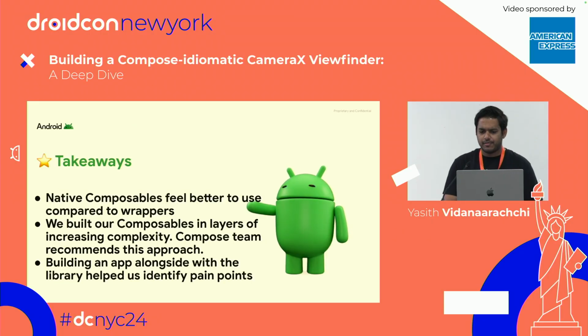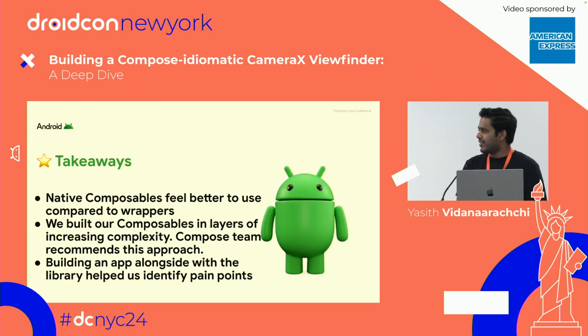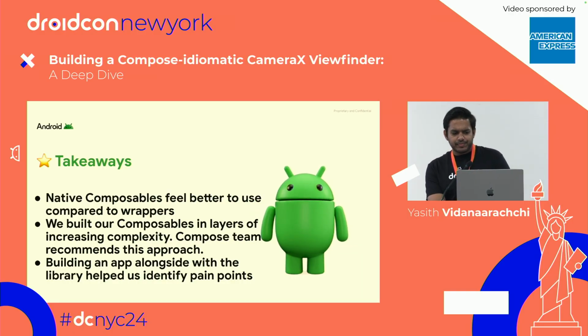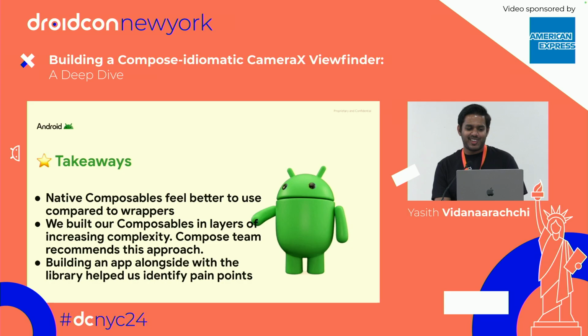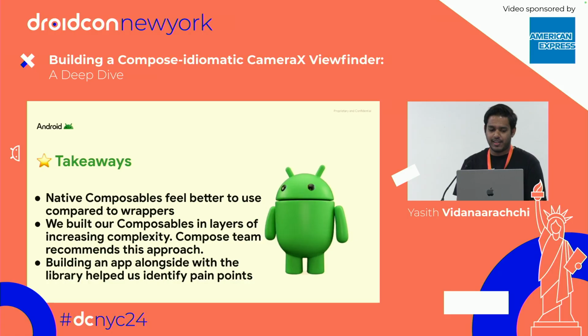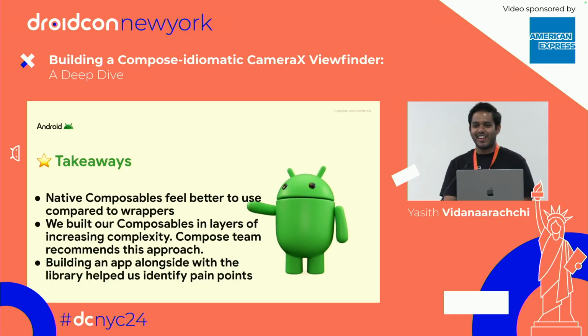So what did we learn from building this? Native composables feel so much better to use compared to wrappers. I think that pretty much goes without saying. We've had this feedback from developers a lot, that sometimes when you try to use existing views, it makes the whole architecture a mess in your app.